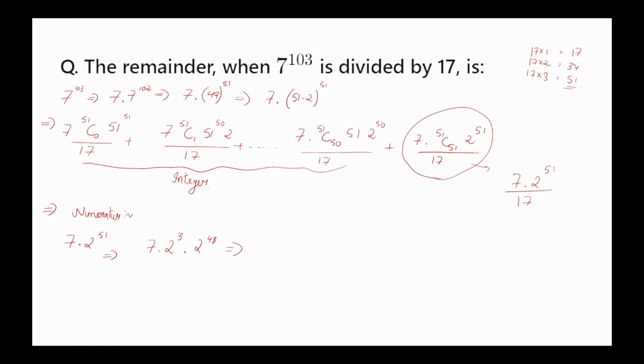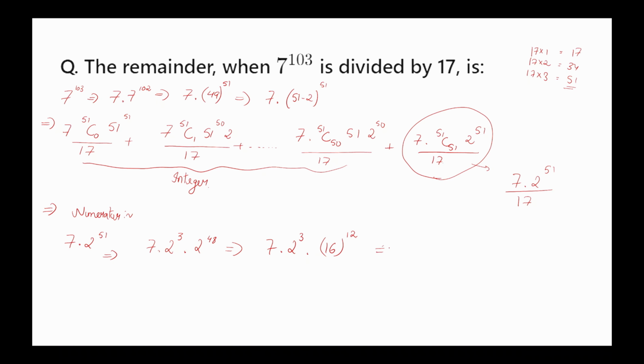Now, why did I take 2 to the power 3 common? So that I can have 2 to the power 48, where 48 is divisible by 4, so that I can write down my 2 as 16 to the power something. So basically, this would become 7 into 2 to the power 3 into 16 to the power 12. This is how I can write this down, right?